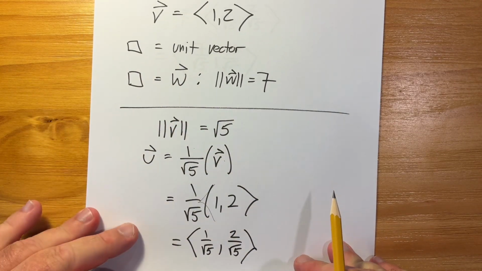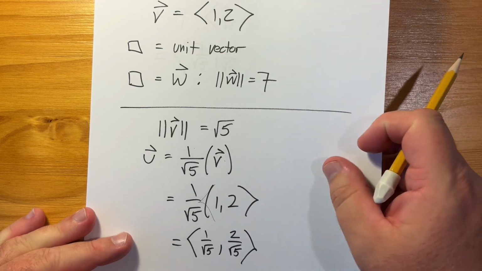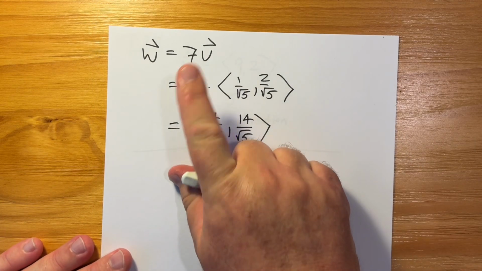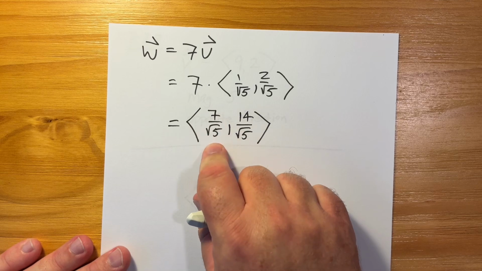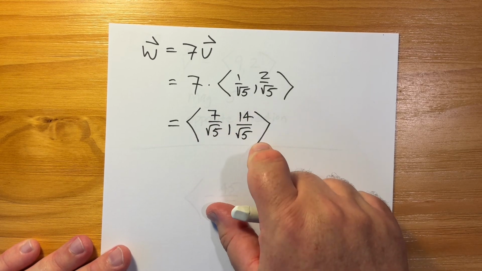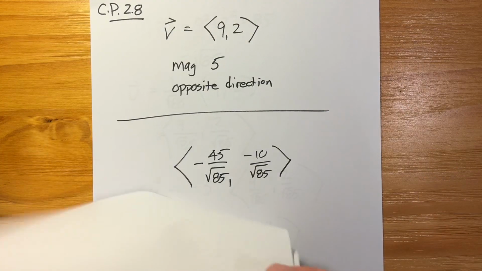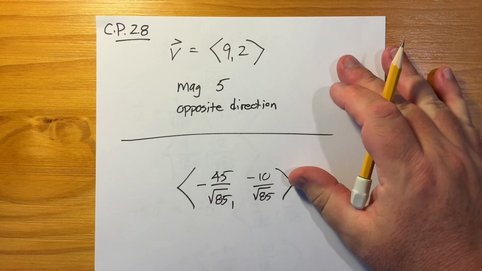Now I want to do that vector, but I want to scale it up by 7. Well, all you're going to do is just multiply it by 7. 7 times the unit vector: [7 over the square root of 5, 14 over the square root of 5]. Super straightforward.